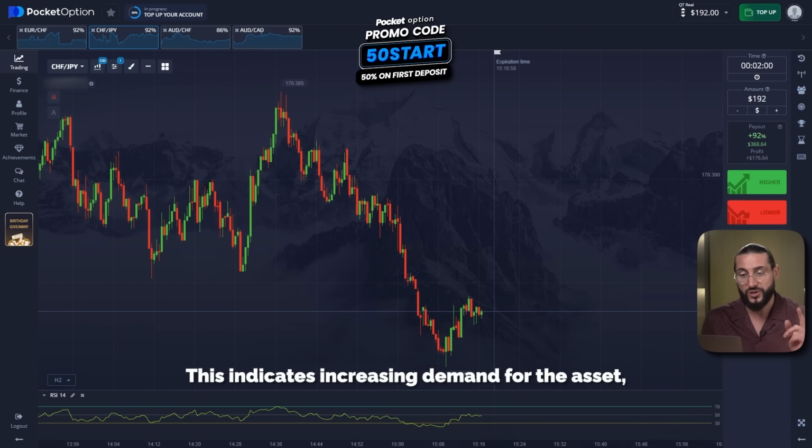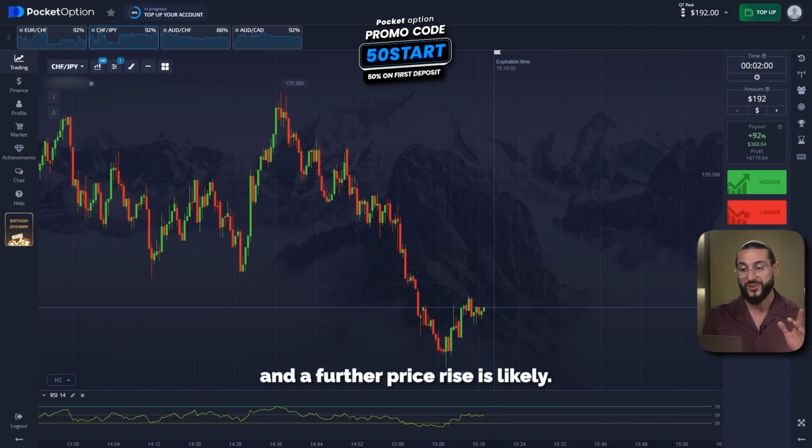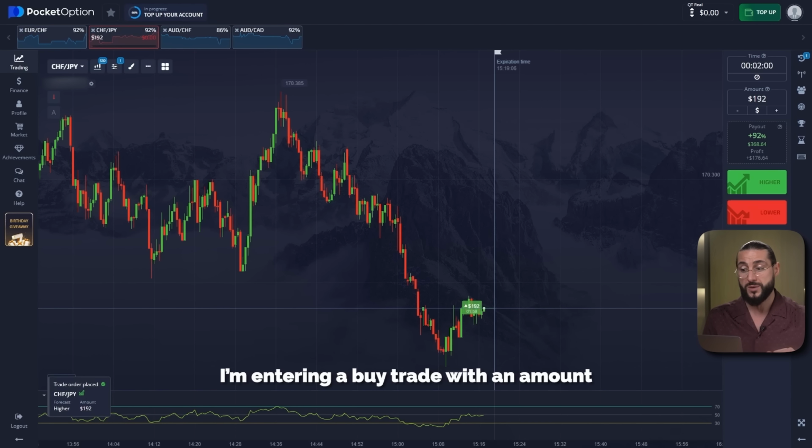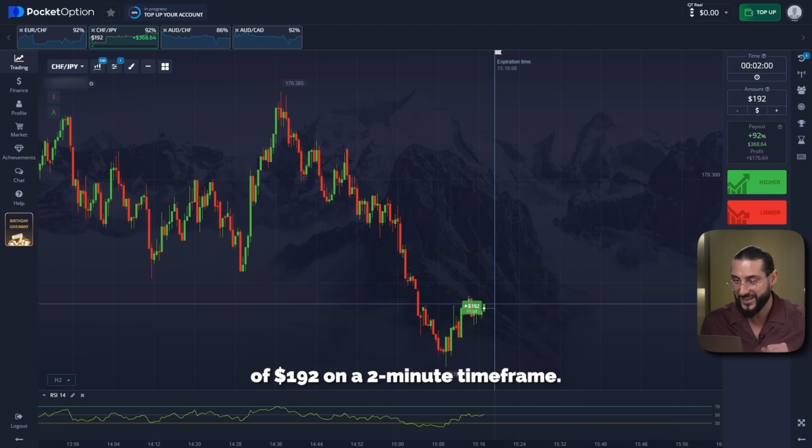This indicates increasing demand for the asset, and our further price rise is likely. I'm entering a buy trade with an amount of $192 on a 2-minute time frame.